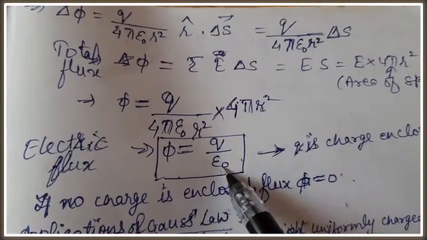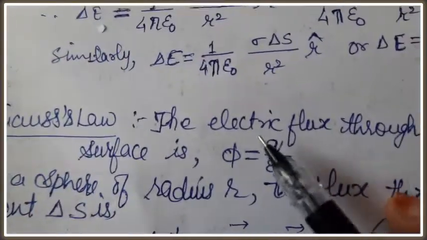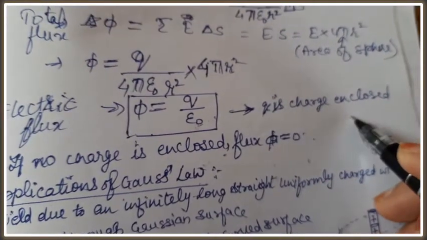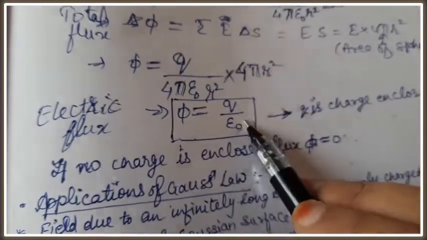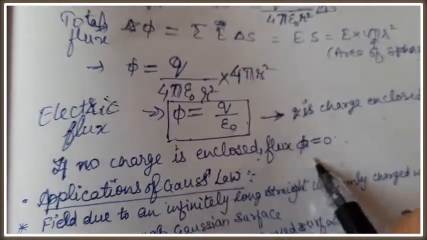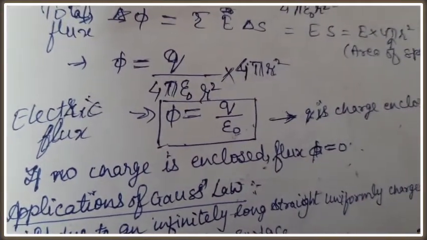So we see that the other expression for electric flux is q upon epsilon naught, which is the Gauss law in electrostatics. Important one. Now if the charge enclosed is 0, if q becomes 0, no charge enclosed, then the flux is also 0. This is the Gauss law in electrostatics.